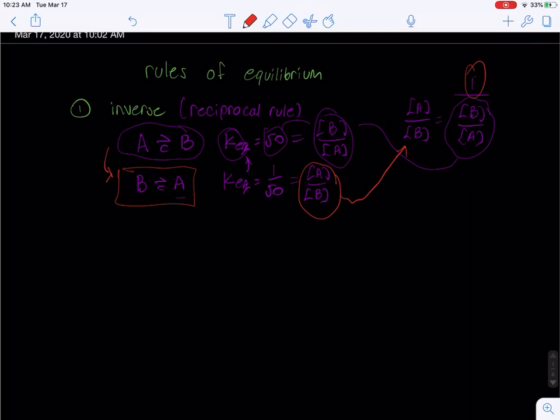So let's look at an example here so you can get a feel for this. Let's look at an actual chemical equilibrium. SO2Cl2 gas is in equilibrium with SO2 and chlorine, and the K for this is 2.99 times 10 to the minus 7. And I want to know what is K for this chemical reaction.